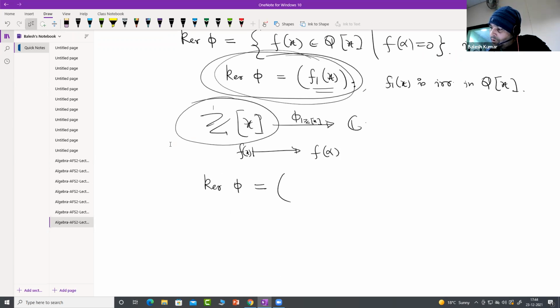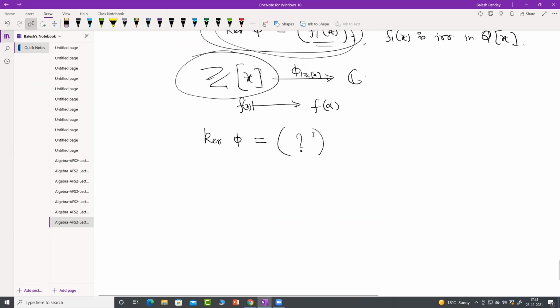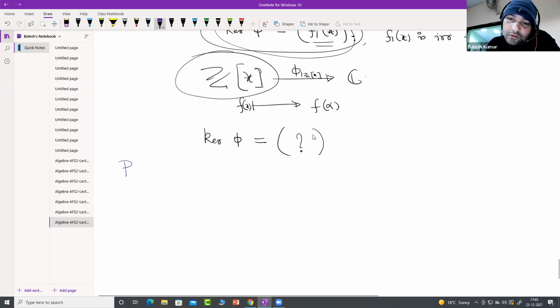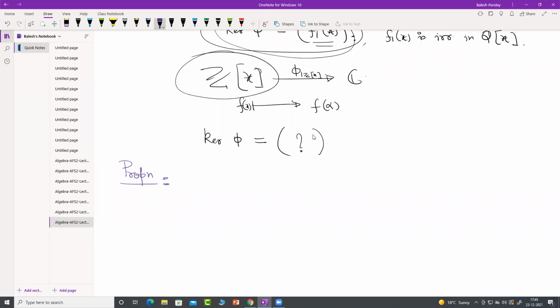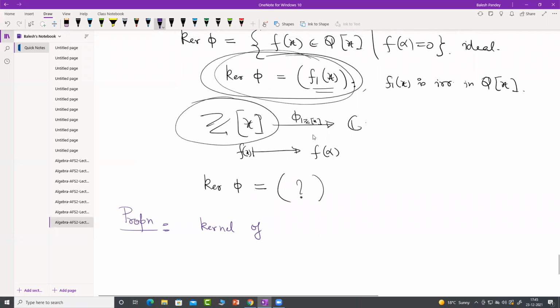Yeah. So anyone of you, do you have any guess whether the kernel will be a principal ideal or not? Yeah, I guess it is a principal ideal. Okay, so can you guess the element? Means what will be the generator then? For f1(x), there exists a polynomial in Z[x] such that f1(x) equals c times f0(x), and the kernel of phi is generated by f0(x).